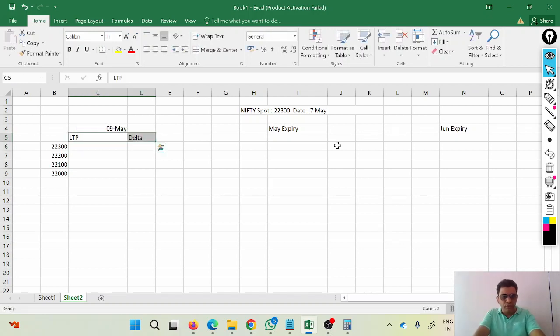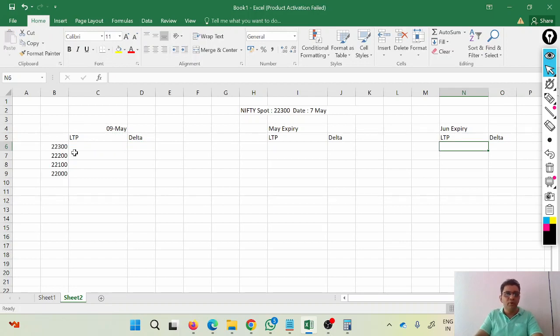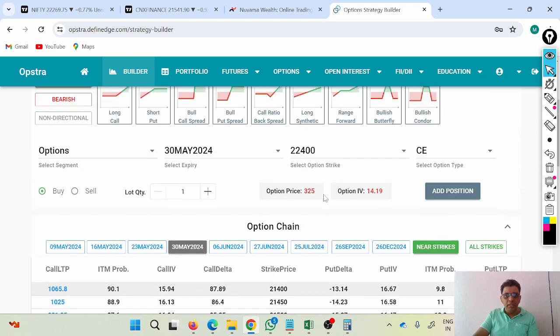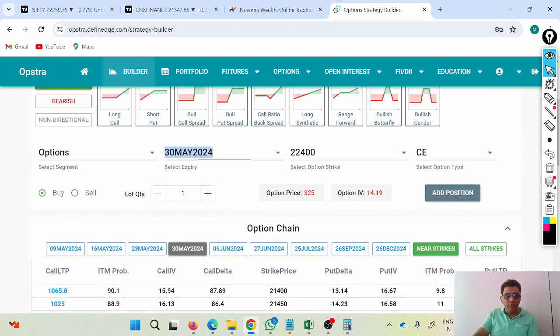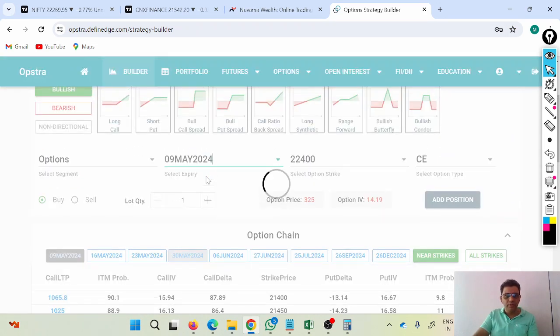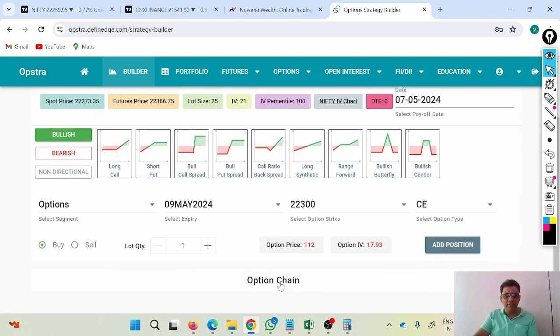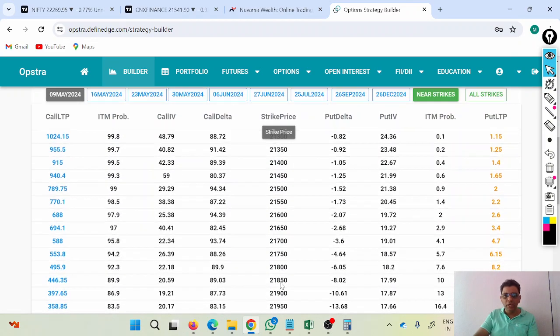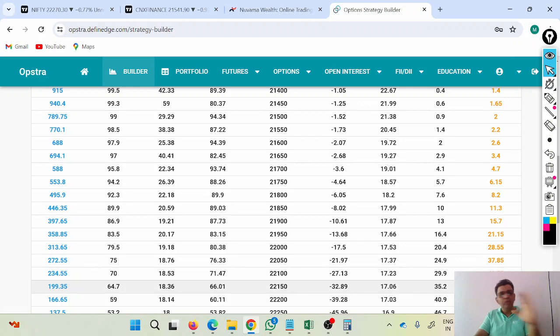Similarly, these things I will copy for this column and this column, and we will write down all these things slowly one by one. I am opening 9th of May. First of all, option chain, I will refresh and quickly I will write it down only for the call side, and the same things will be applicable for the put side.